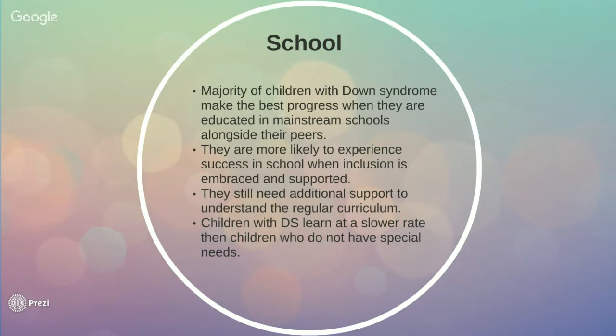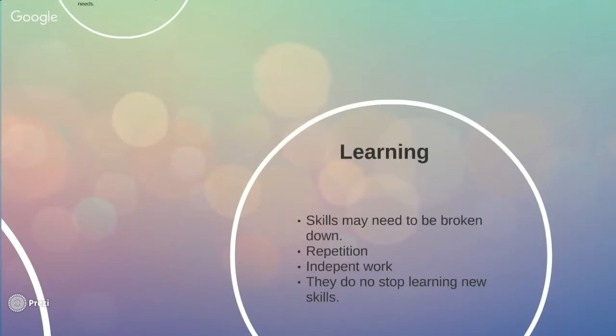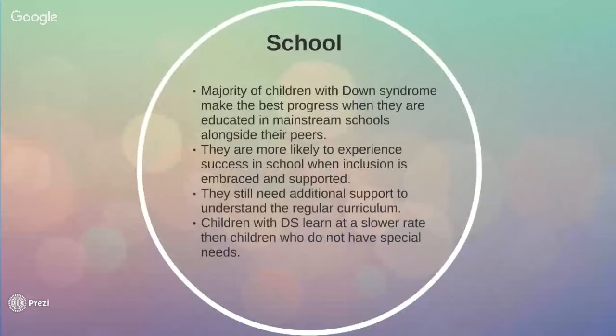Children with Down syndrome learn at a slower rate than children who do not have special needs. And children with Down syndrome should generally be considered visual learners and will benefit significantly from visual reinforcement, visual cues, and concrete materials wherever appropriate. Many students with Down syndrome reach year 12 and go on to post-school training.